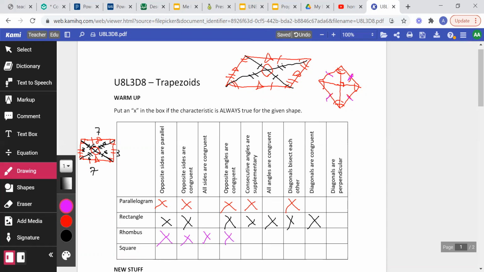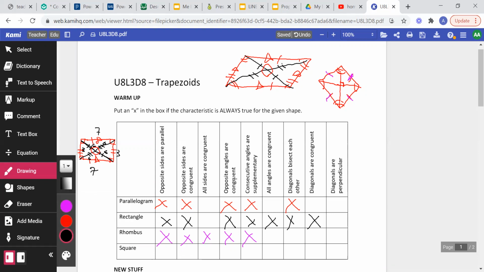Are consecutive angles supplementary? Yes. Okay. Are all angles congruent? No. Okay. Do diagonals bisect each other? Yes. Okay, because you see them cut each other.